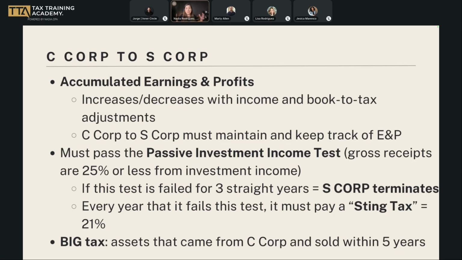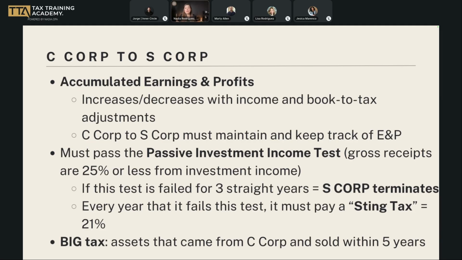The passive investment test is when the gross receipts that we see on the balance sheet, on the assets, on the cash, any kind of income that the client has received, we have to measure how much was sales income, service income versus how much was investment income, interest income. Once we start measuring that, if investment income is greater than 25%, they have failed the passive investment income test.